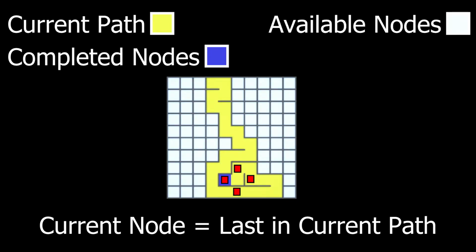Then we backtrack. We move the current node to the completed nodes list and remove it from the current path. Then we check the new current node to see if there are any available nodes next to it. We keep doing this until there is an available node next to the current node. Then we just repeat the process again until there are no more white nodes.